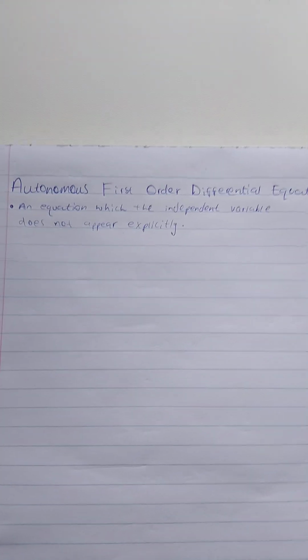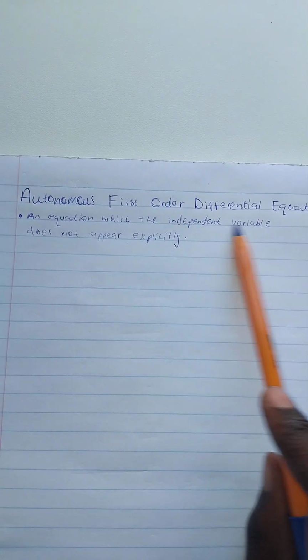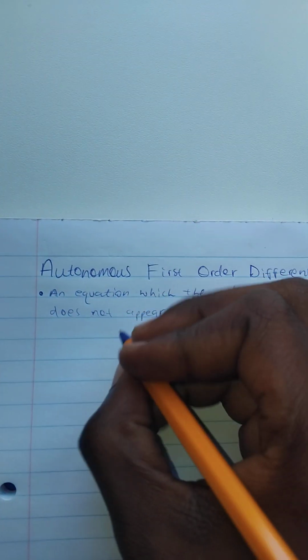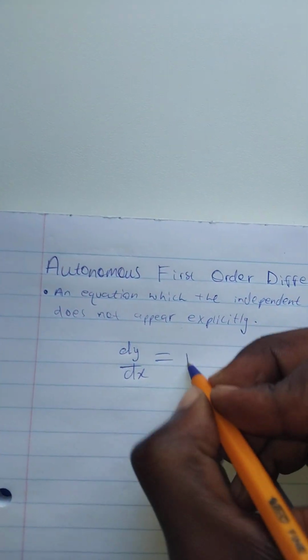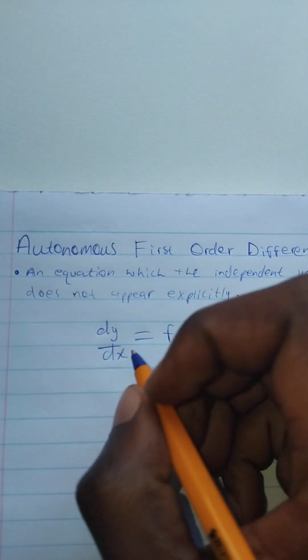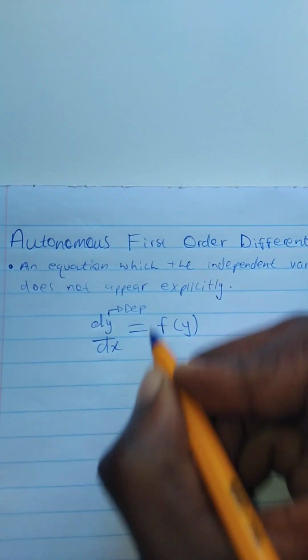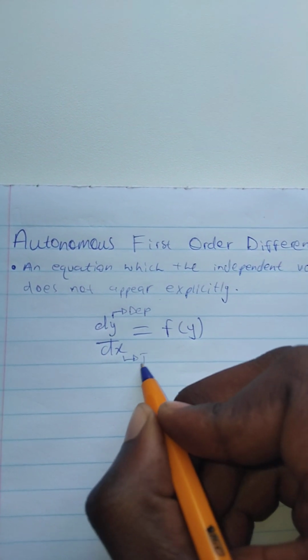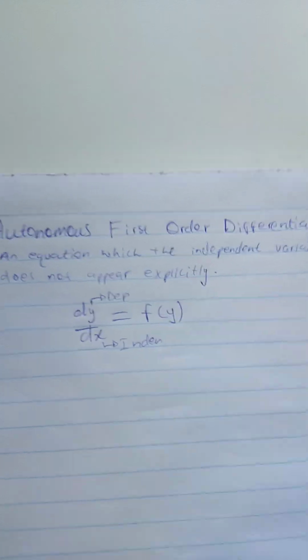On today's video, I'd like us to focus on autonomous first order differential equations. So what is that by definition? It's an equation in which the independent variable does not appear explicitly. That is to say, if we have dy/dx equals a function of only y, where x does not appear at all, okay? Since we know that our y here is the dependent and x is the independent, that is to say, a function that does not contain x at all.